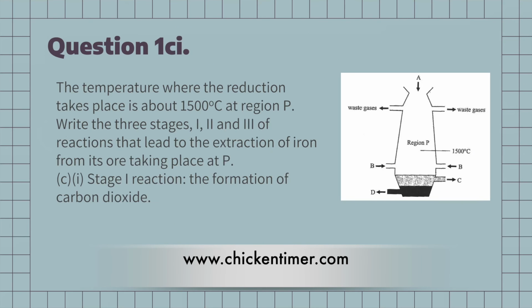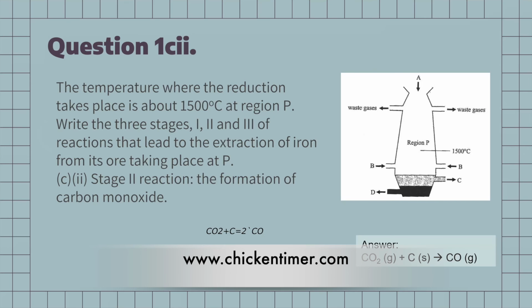Okay, this one: write the three stages, the chemical reactions, and describe them. Say stage 1 is the formation of carbon dioxide, so write the equation for it. You have to be careful of the state symbols. If they ask you for state symbols, then you have to write them. This one, the second one. Is it balanced? Yeah, answer.